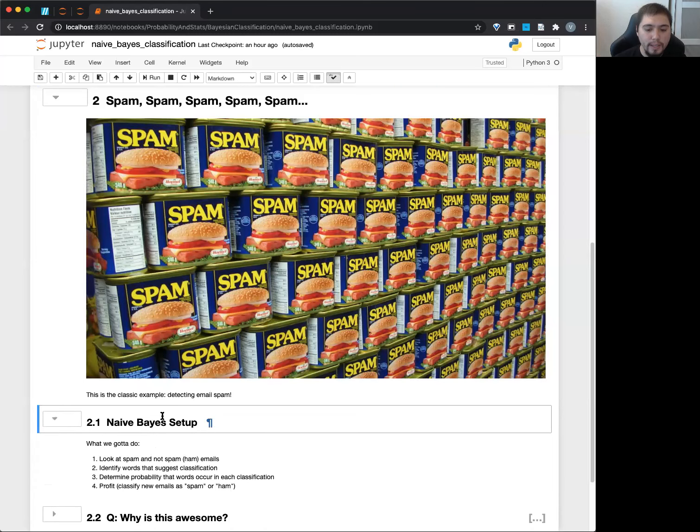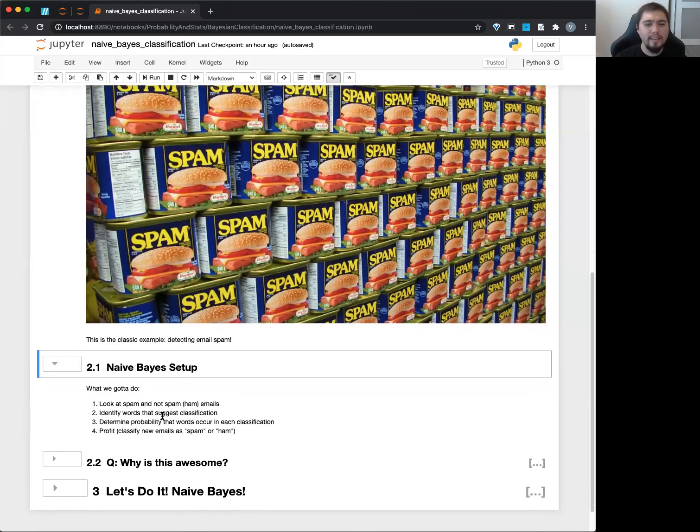Okay, so this is how we're going to set up our naive Bayes. We're going to look at spam and not spam, which we call ham emails.